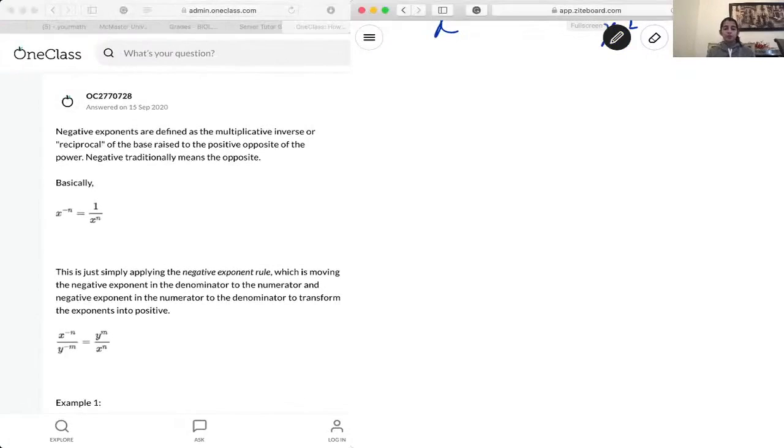And also, if we're getting a fraction where both the numerator and the denominator are raised to the power of a negative exponent, then we do the same thing. X to the power of negative n over y to the power of negative m is the same. When we flip this over, it becomes y to the power of m over x to the power of n.